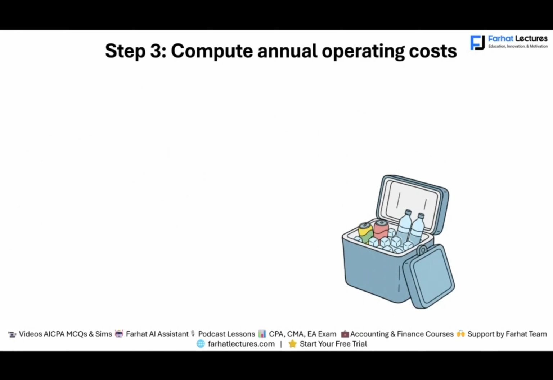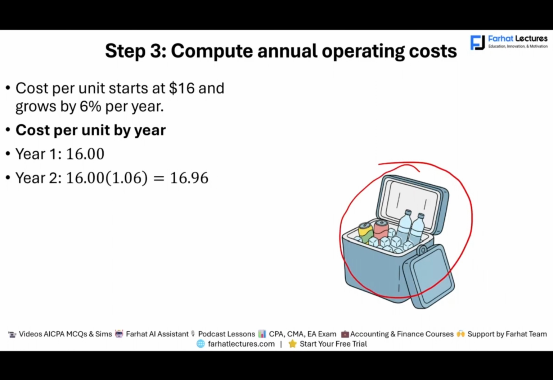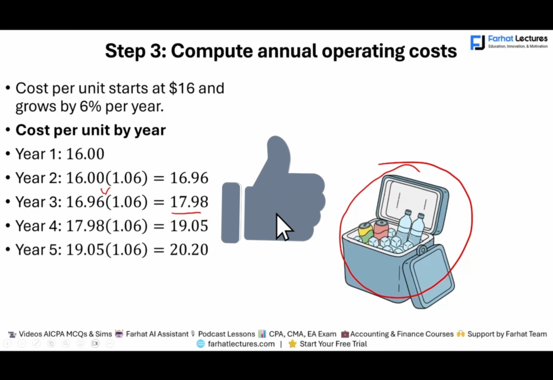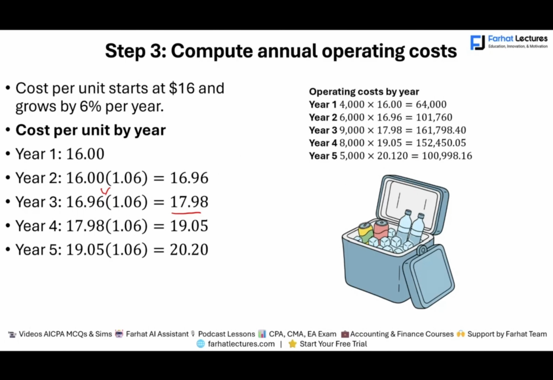Then we compute the operating cost. You remember there's a $16 variable cost per unit, and that $16 would grow at 6% every year. So the cost in year 1 is $16 to build this unit, variable cost. Year 2 is $16.96, year 3 is $17.98. Again, we're taking the previous cost and multiplying it by 1.06. $19.05 in year 4 and $20.20 in year 5. Therefore, our cost for year 1 is 4,000 units times 16. For year 2, 6,000 units times 16.96, and so on and so forth, to get to the variable cost per unit.